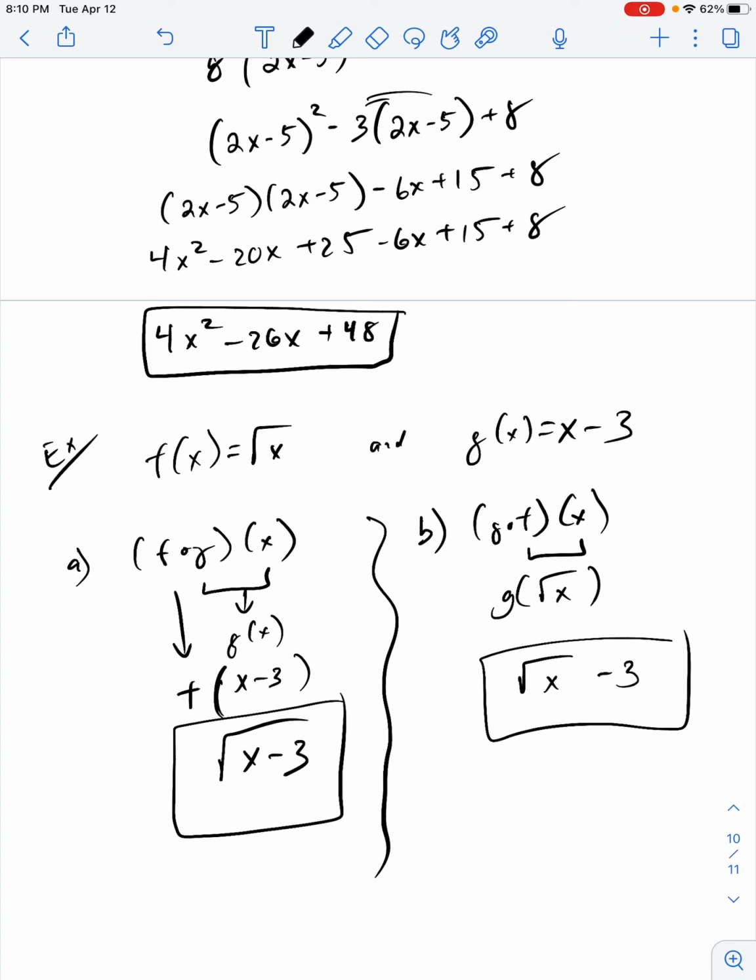All right, so some nice examples of composition of functions. And I think that may be what your examples look like. If you see anything different or want any more examples, just let me know and I can put more up.